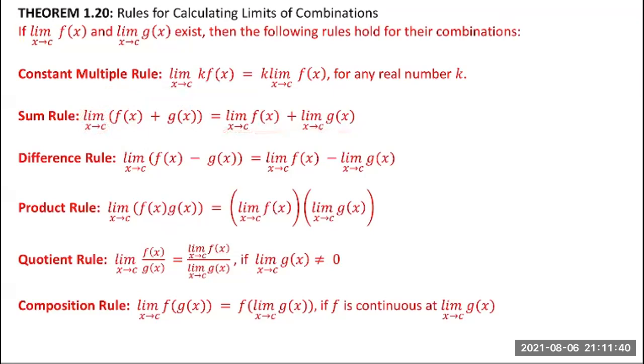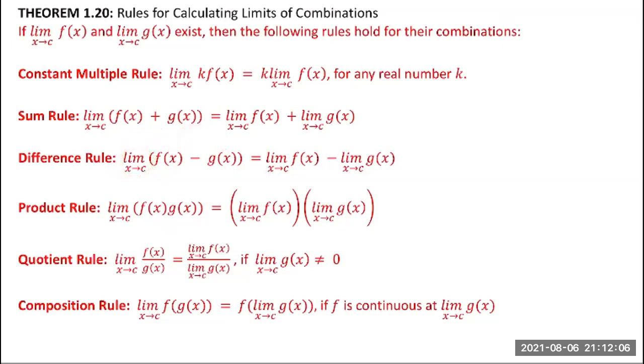Okay, and then the difference rule. Okay, the limit of a difference is the difference of limits. Okay, the limit as x approaches c of f of x minus g of x is equal to the limit as x approaches c of f of x minus the limit as x approaches c of g of x. Here also again you can kind of distribute this limit as x approaches c statement inside the parentheses.